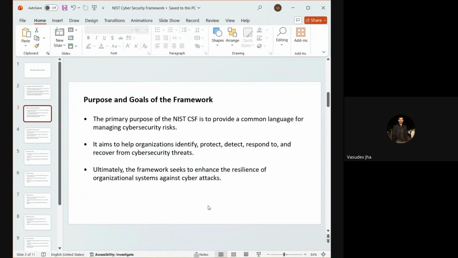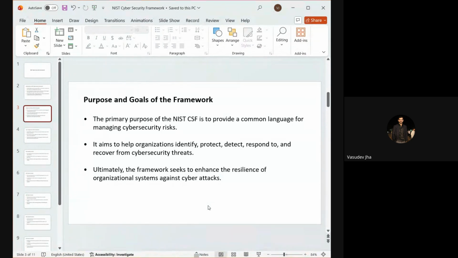Now, what is the purpose and goal of this framework? The primary purpose of NIST CSF is to provide a common language for managing cybersecurity risk. Okay, in cybersecurity we have a lot of frameworks. If you follow GRC, you will notice that we didn't have any common benchmark. Now we have something, but previously we didn't have any common benchmark.